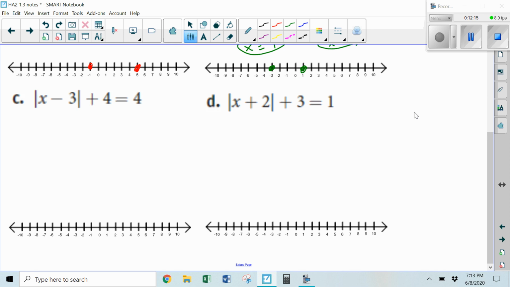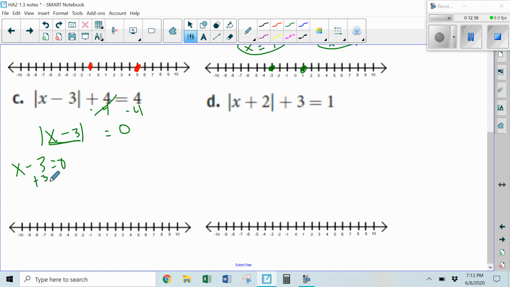All right, going through the answers. For C, I'm going to subtract 4 first to isolate this. 4 minus 4 is 0. This is isolated. This has a distance of 0. So it could be at 0, or there is nothing else that has a distance of 0. So this is the only thing that I can write. I can't put -0. That's not really a number.